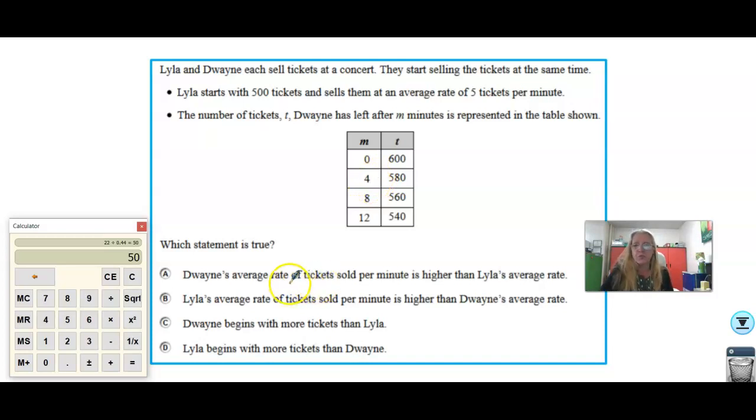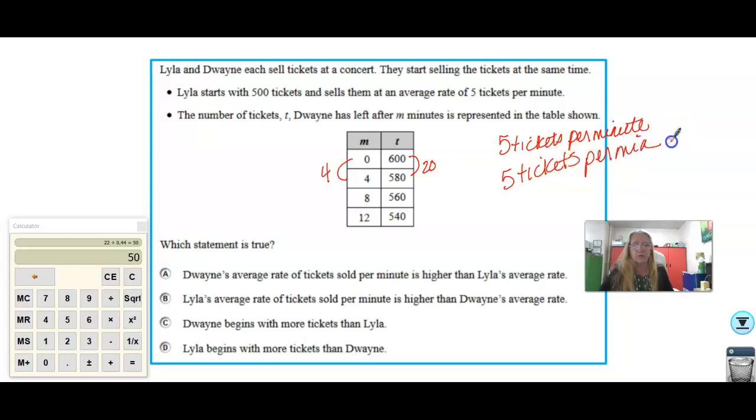Which statement is true? Dwayne's average rate of tickets sold per minute is higher than Lila's average rate. Okay, well, Lila is selling at 5 tickets per minute. All right. Dwayne in 4 minutes sold 20. So it looks to me like Dwayne is also selling 5 tickets per minute. Don't you think? Darn right. So this one is not true because their average rate is the same.